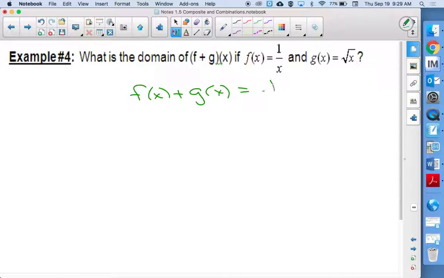If I actually added them together, we can just keep it like this. Yes, we can get a common denominator. I have 1 over x plus the square root of x. The goal is to think about the domain. So find the domain individually, and then try and get that overlap.